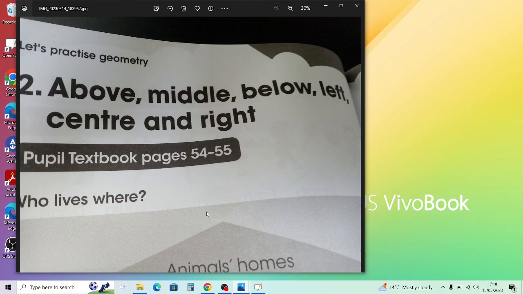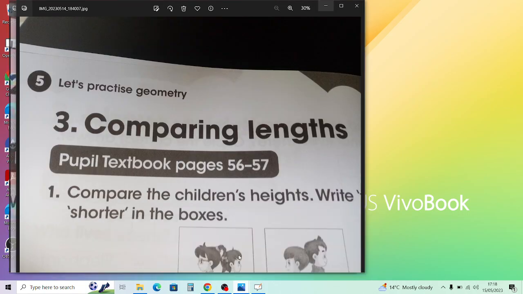So who lives in the top 3 rooms? So getting familiar with terms of top: goose, cow, and cat, and who lives in the bottom 3: hippo, tortoise, frog, and who lives next to the elephant? So that'll be either side of the elephant, and who lives between the cockerel and dog? And that will be squirrel. And then moving on to the next one, which is comparing lengths.